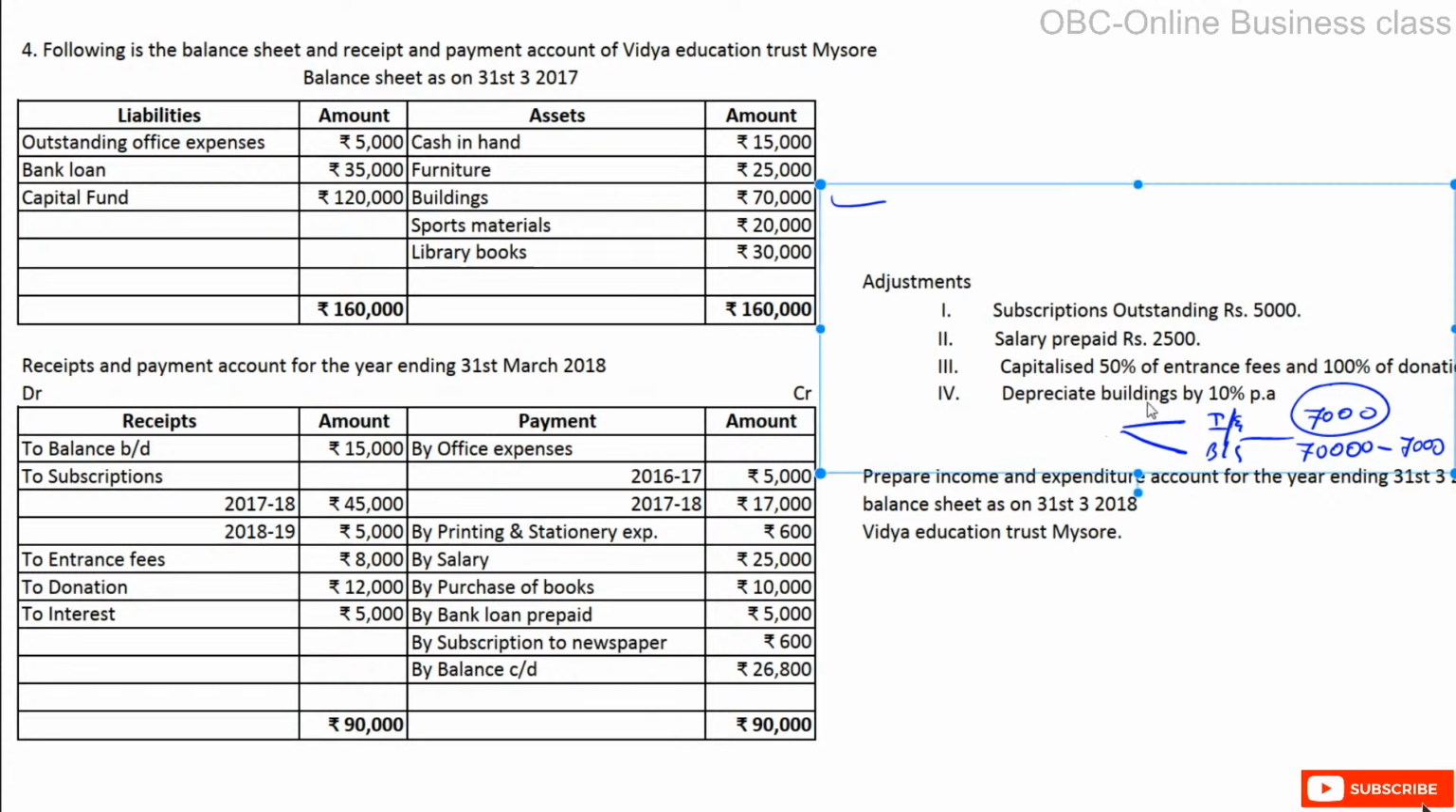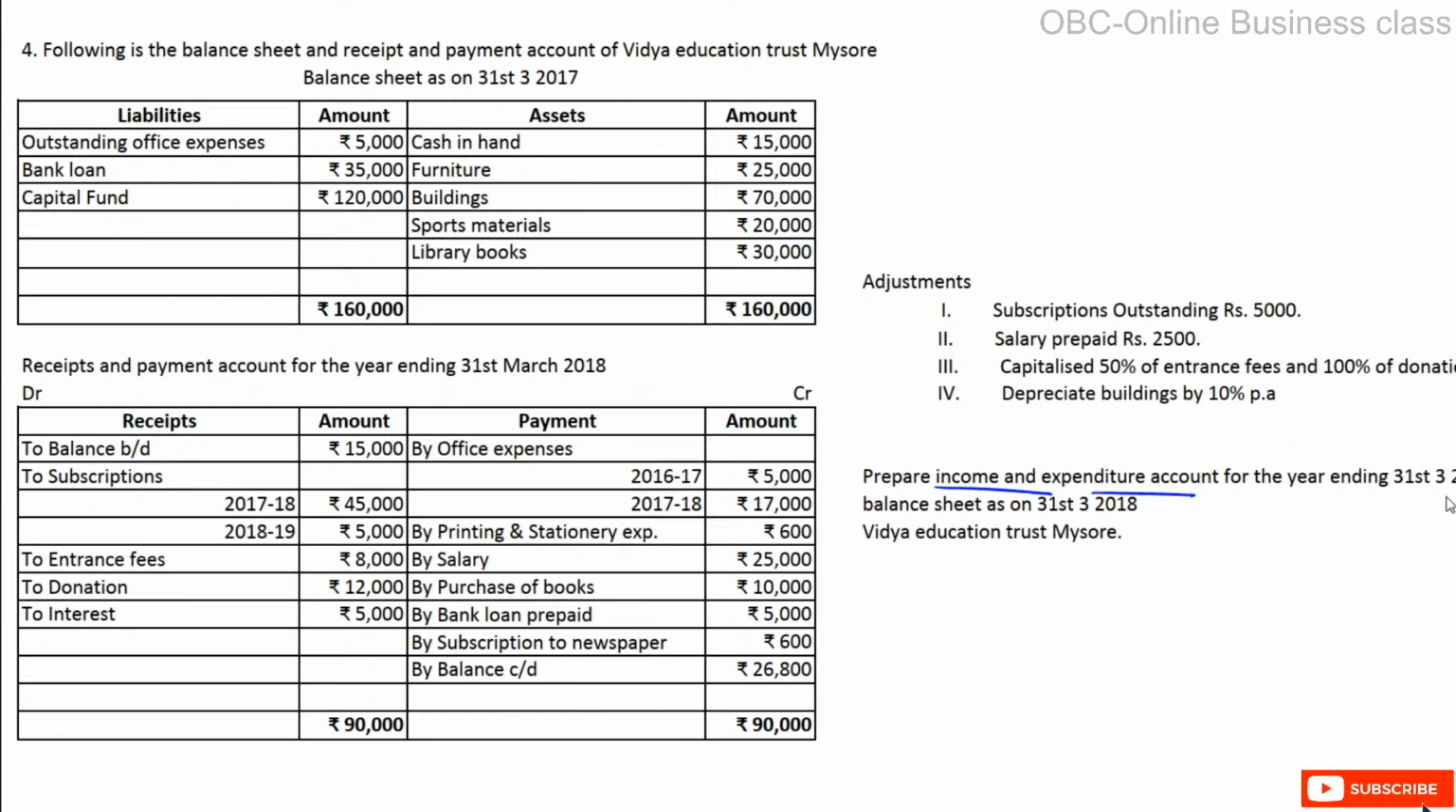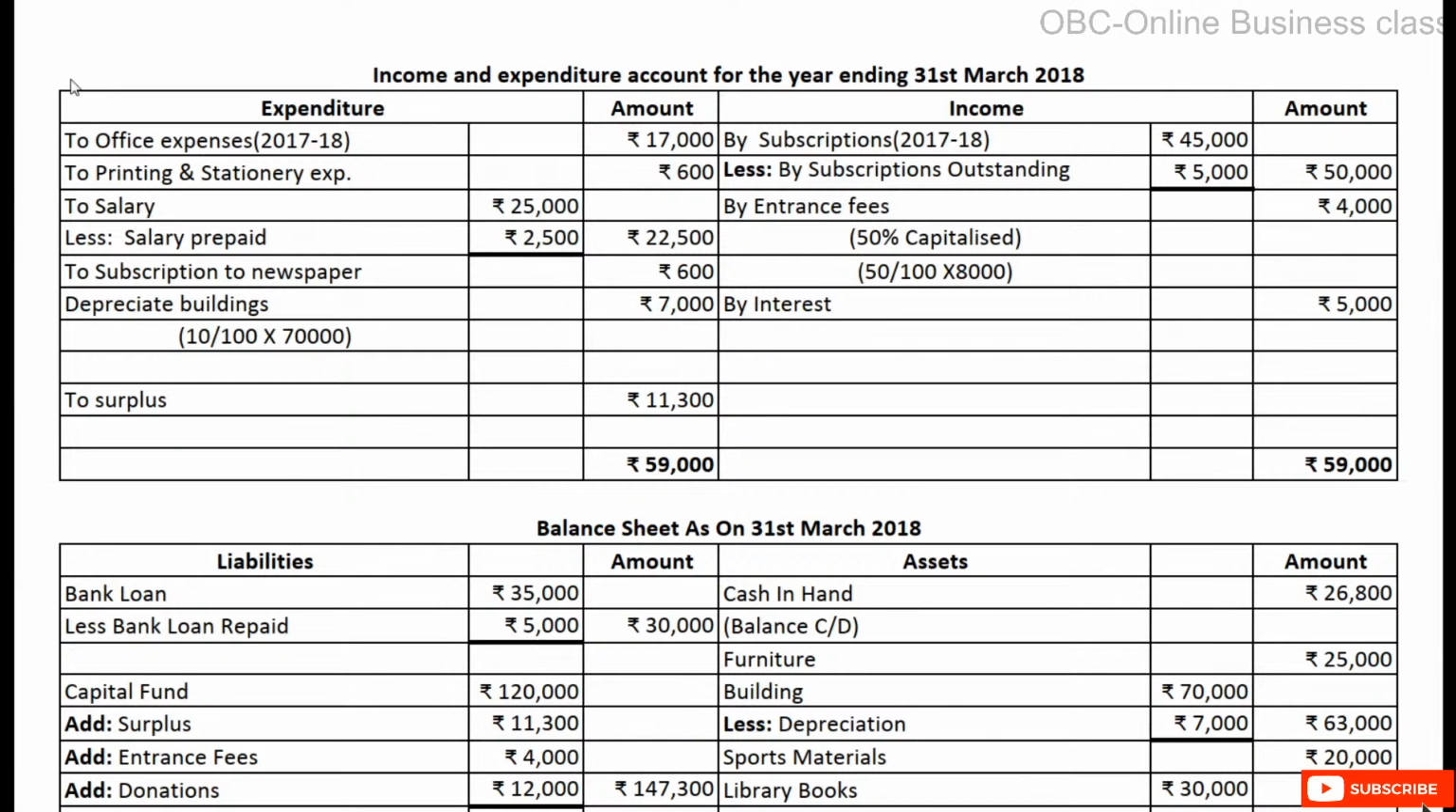That's it, simple problem. So this is the question, they asked to prepare the income and expenditure account for the year ending 31st March 2018, from the balance sheet of Vidya Education Trust. Here we'll start the problem. Just put debtors, creditors, income and expenditure account for the year ending 31st March. Put the heading Vidya Education Trust, expenditure amount, income amount.